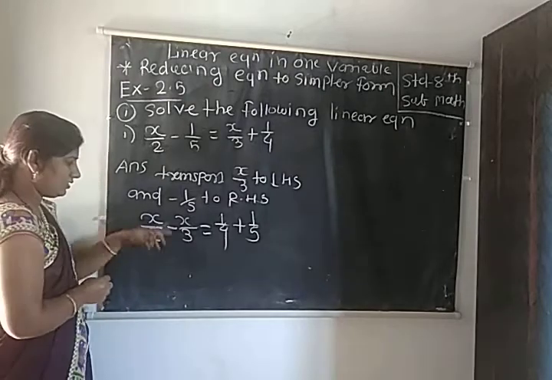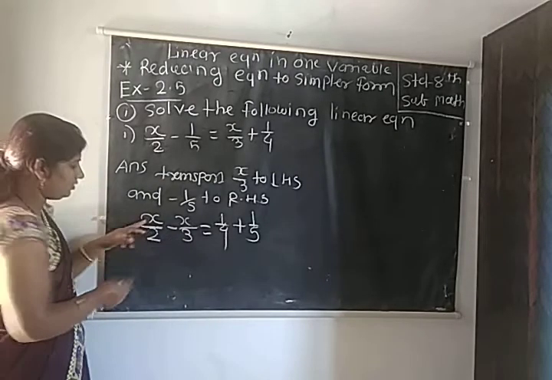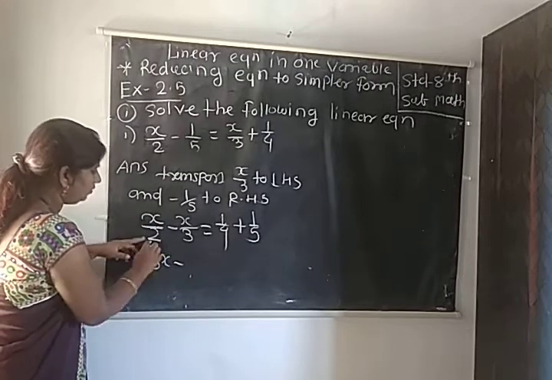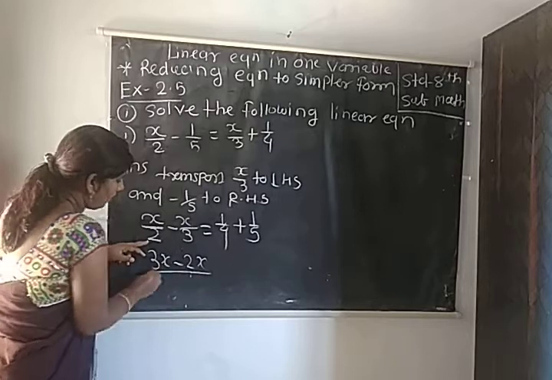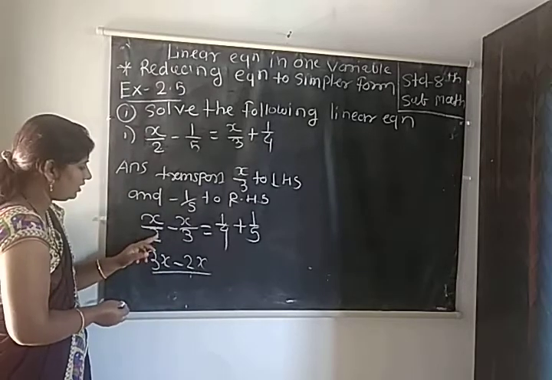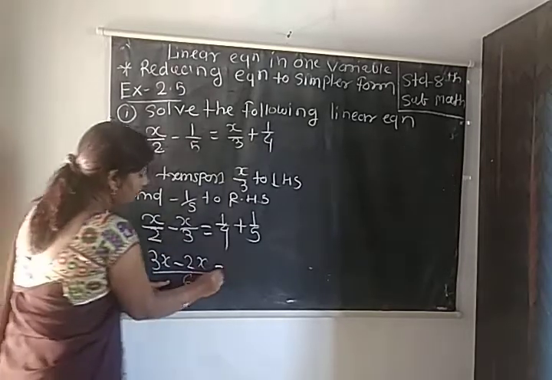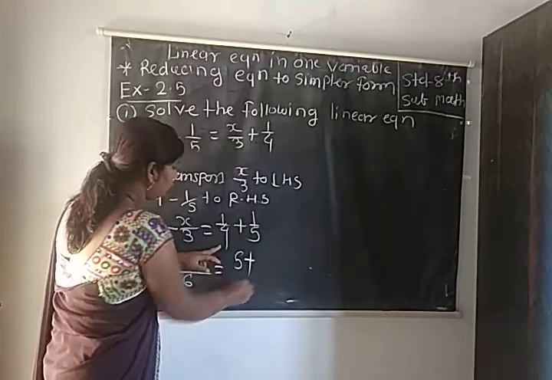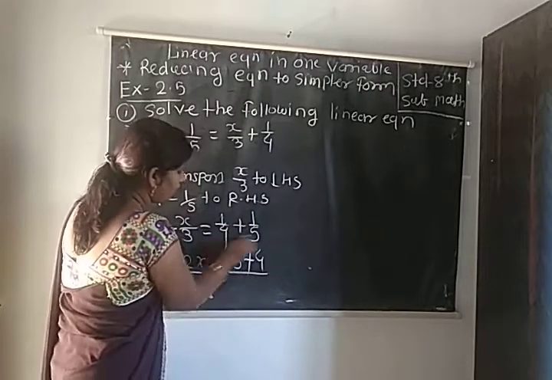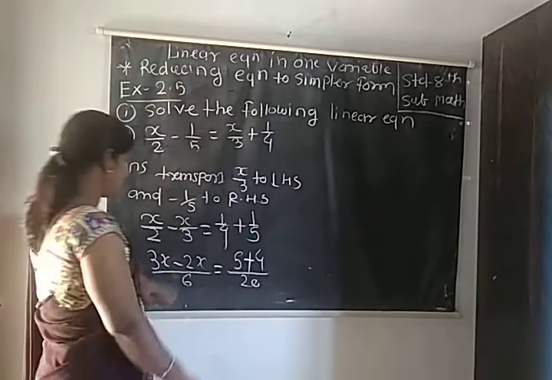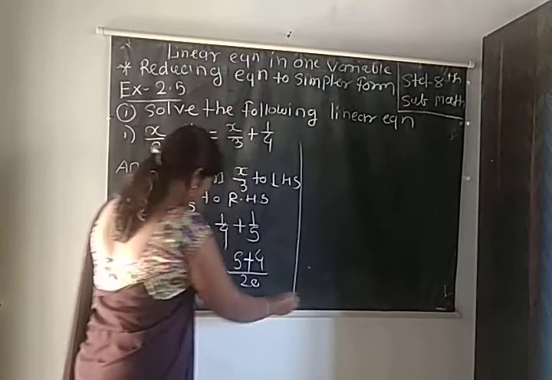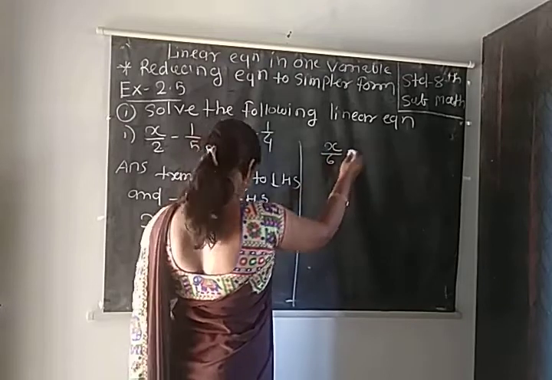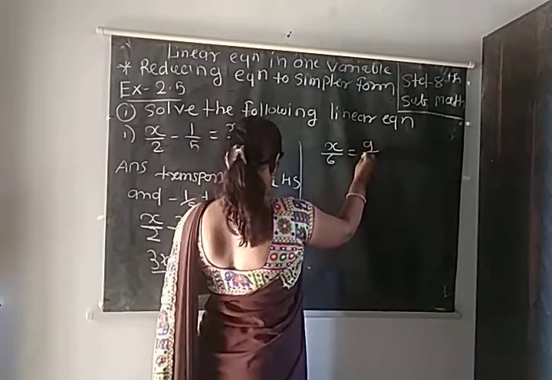And then solve the same terms. Firstly we do cross multiplication: 3 multiply x is 3x, 2 multiply x is 2x, upon the multiplication of the denominators, 2 multiply 3 is 6, is equal to, again in the same way, 5 multiply 1 is 5 plus 4 multiply 1 is 4, and 5 times 4 is 20. And then solve this: 3x minus 2x is 1x, that means only x upon 6 is equal to 5 plus 4 is 9, upon 20.